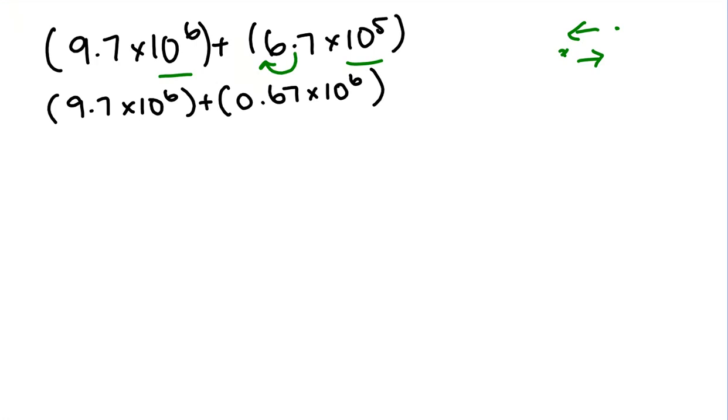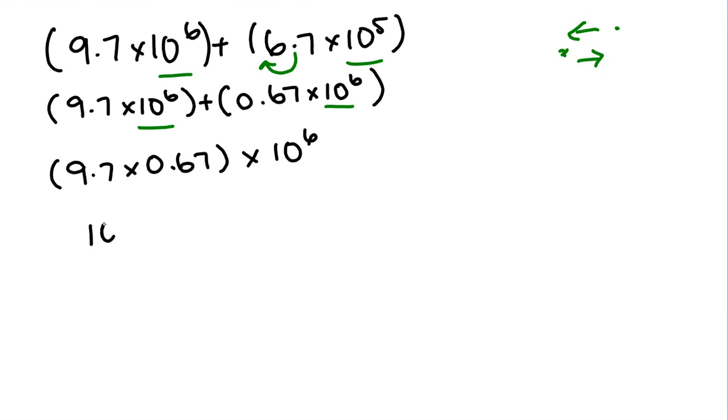Now, because we have the same power, we can easily use distributive property to solve this. So we're going to take 9.7 and 0.67, and we're going to multiply it by 10 to the power of 6. Now, when we add these, I want you to notice something. So we get 10.37 times 10 to the power of 6.